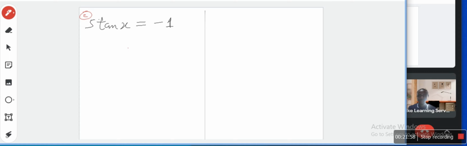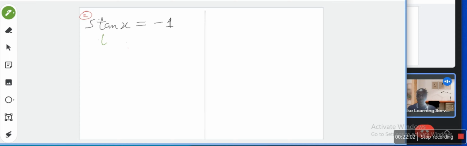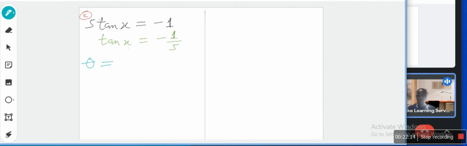Okay, so what do we do? Divide both sides by 5. Alright, so we have tan x equals minus 1 over 5. So what do we do now to get x, which is theta? Theta will be equal to do the inverse. Tan inverse of.